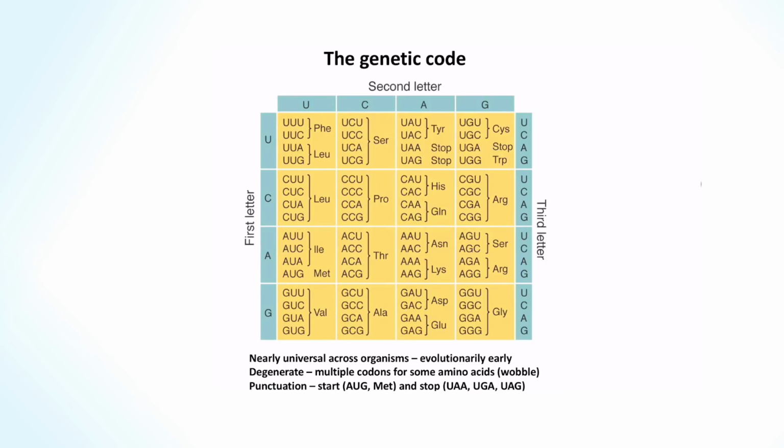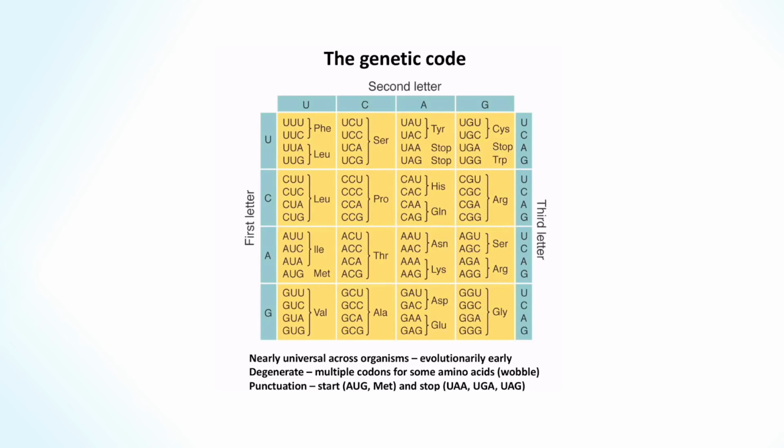Here is the genetic code, and a few things stand out. First is codon degeneracy, which means that multiple codons can code for the same amino acid. And most of these differ at the third position. Also, we can see that many similar amino acids differ from each other by a single nucleotide change. For example, the hydrophobic residues are in the first column.